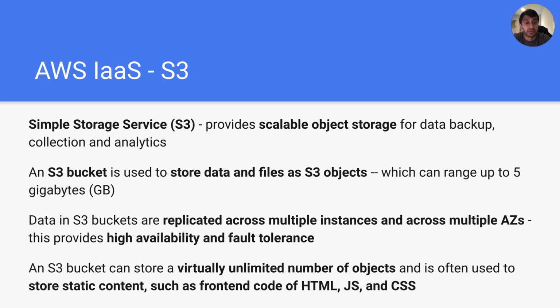Moving on to another service that will continue highlighting this, Amazon S3 stands for Simple Storage Service, which provides scalable object storage for data backup, collection, and analytics. An S3 bucket, again, a term analogous to an EBS volume or an EC2 instance, basically just defines the most granular entity you provision within a given service. So within S3, you provision a bucket. Within an EBS, you provision a volume. Within EC2, you provision an instance.